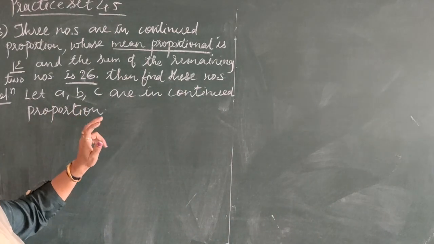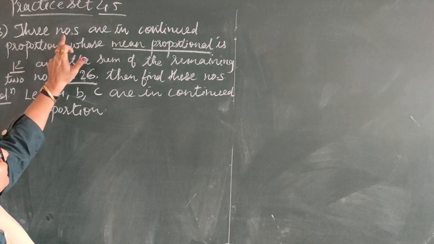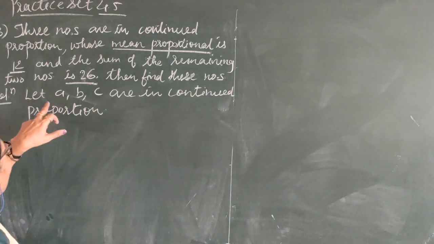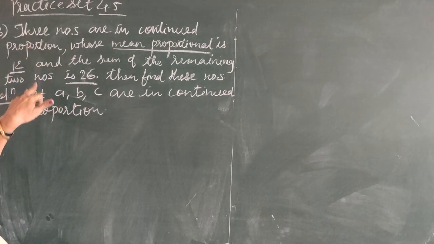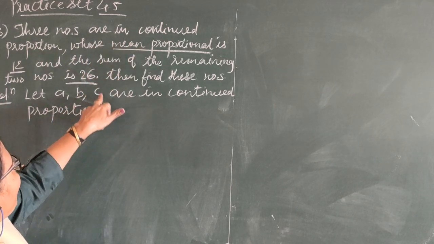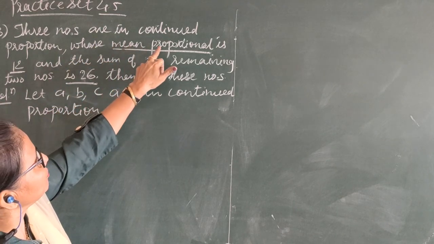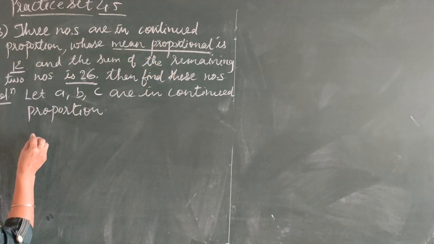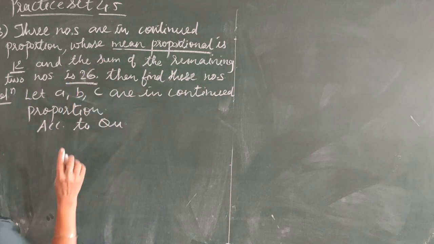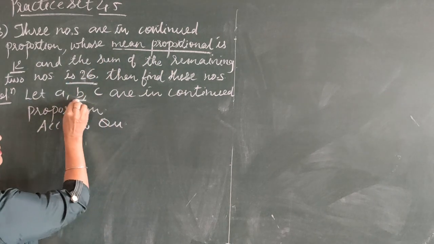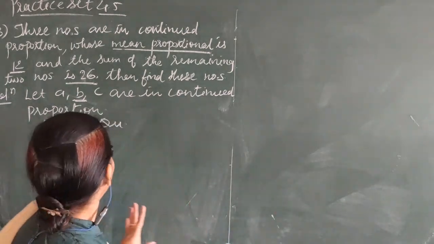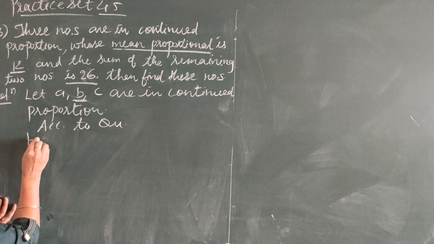A, B and C. And what he said is that these 3 numbers are in continued proportion. So according to the question, if A, B, C we are taking, so we have to write: let A, B, C be in continued proportion. Now according to the question, whose mean proportional is 12. So according to the question, the mean proportional is 12. Now you know which is the mean proportional here. B is the mean proportional, as the formula is B square is equal to AC. So here B is equal to what?